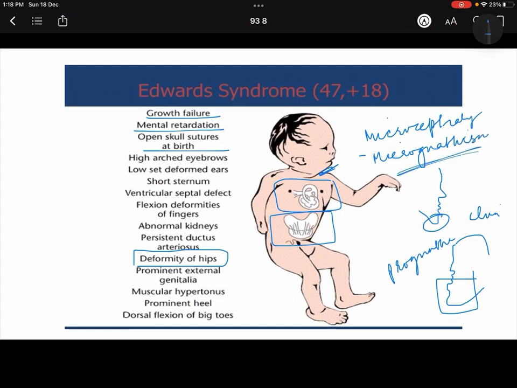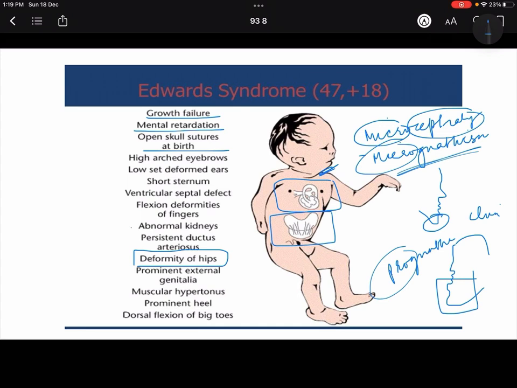Then this is how you are going to remember it. Micro means small, prognathism means protruding. So this is the way you can keep on remembering. Cephaly is related to head, micro means small, so that means small head. So these are the things that you can use to remember.